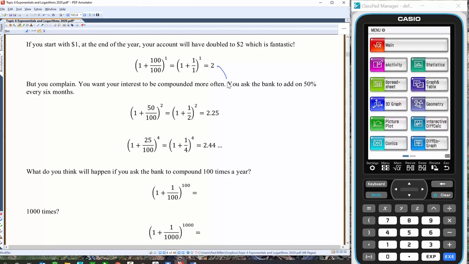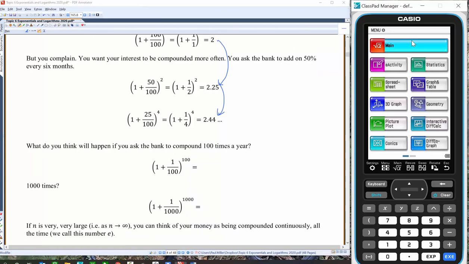So instead of getting $2 at the end of the year, you're going to get $2.25. And what if they do it more often? They do it every quarter year. Okay, so they pay out a quarter interest 4 times a year. What we're going to get is $2.44. It's even better. What if I do it 100 times a year, 1,000 times a year?